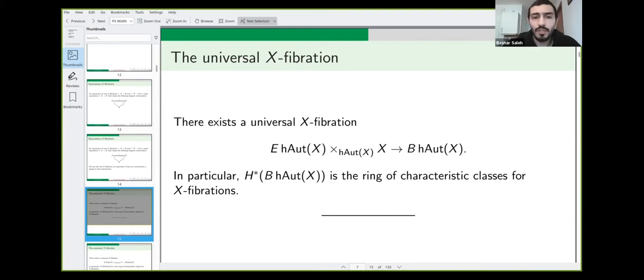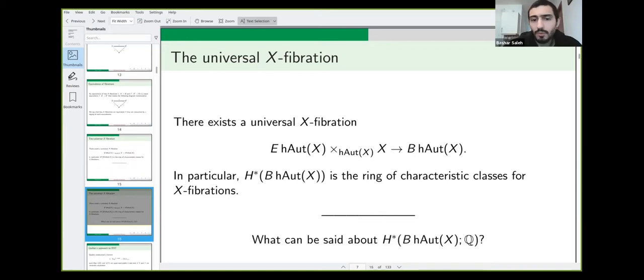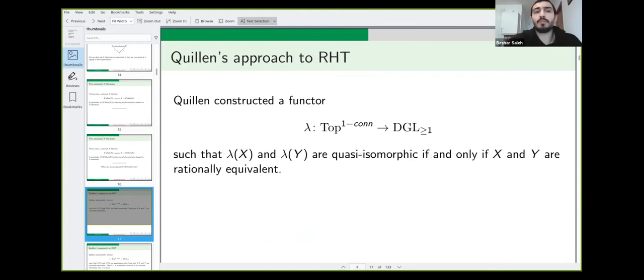So what I'm going to explain is how to say anything about the rational cohomology ring. So what can be said about it? In order to do that, we will review some rational homotopy theory and in particular Quillen's approach to it.